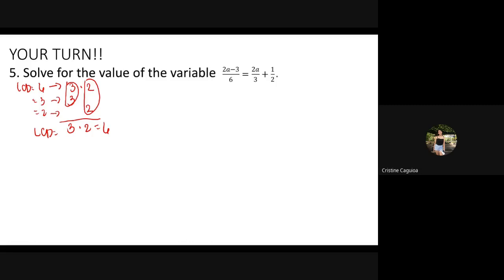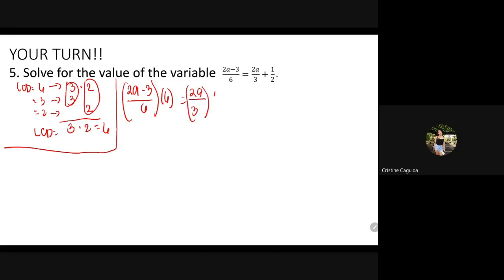So as we all know, the LCD there is 6. So you have to, yung aking working solution, you have to multiply 2a minus 3 over 6. You multiply it by 3. From James Pacheca, it's negative 3 is equal to 2a over 3. Multiply this one by 6 plus 1 half. You multiply this by 6 as well. So this is 1. So you will be left with 2a minus 3. 6 divided by 3 is 2. So that will be 2 times 2a. 6 divided by 2, that's 3. So that will be 1 times 3.